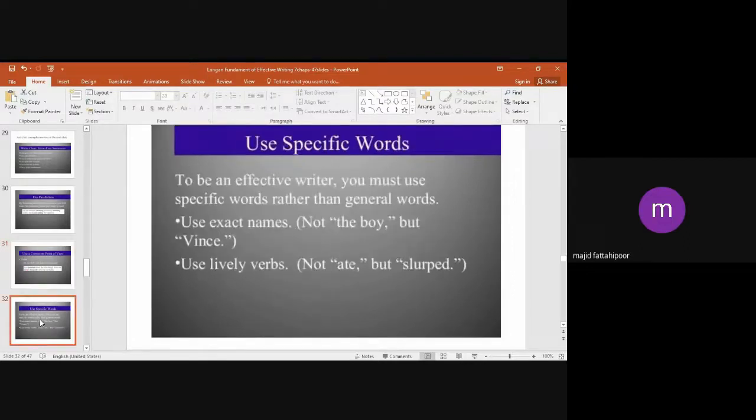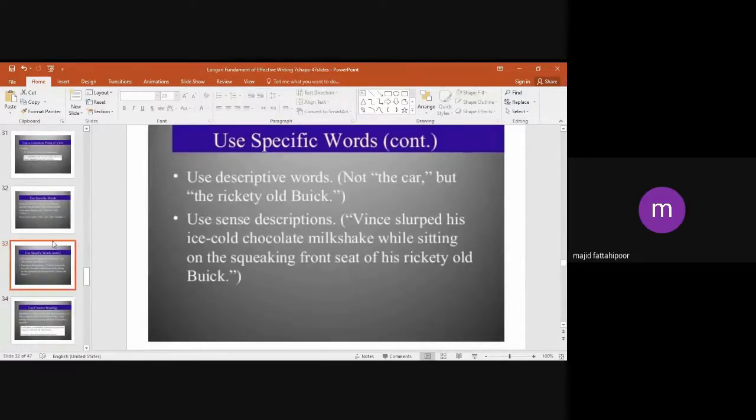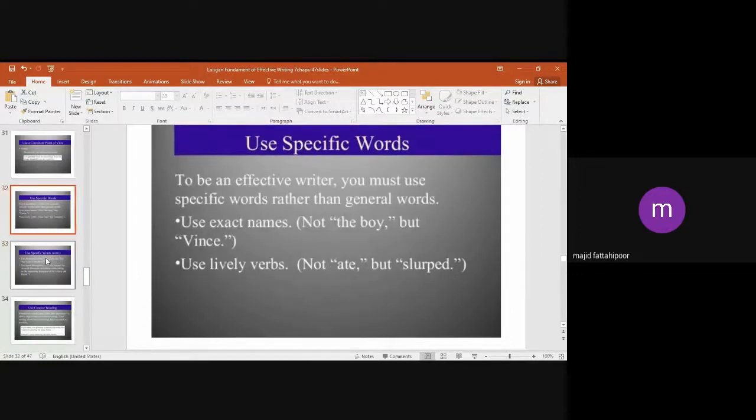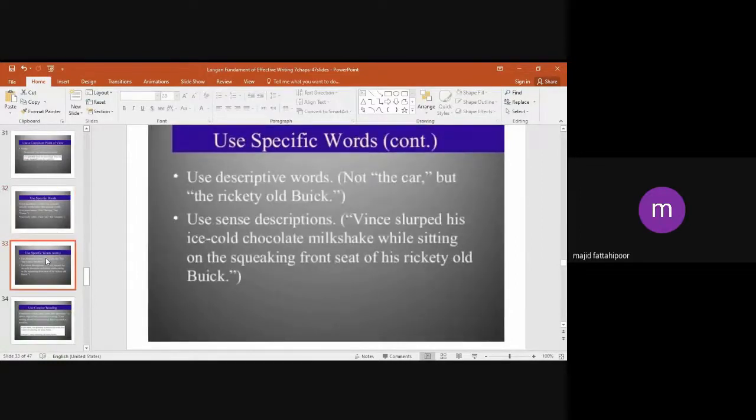And about the specific words the writer uses, for example, instead of using the boy every time in a story, you can use synonyms, or you can use some livelier words or specific words. For example, instead of eating, you can say slurping. Slurping is a specific kind of eating. So if it applies to your writing, of course, you can use it.